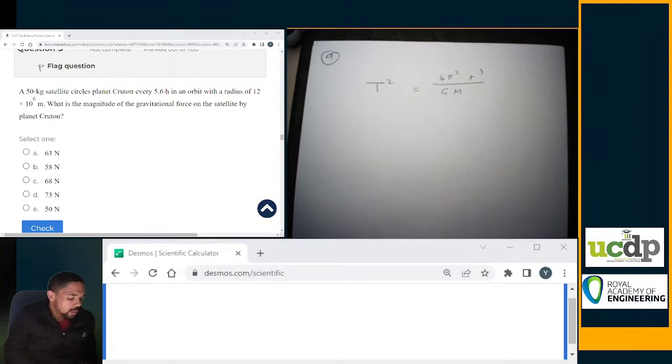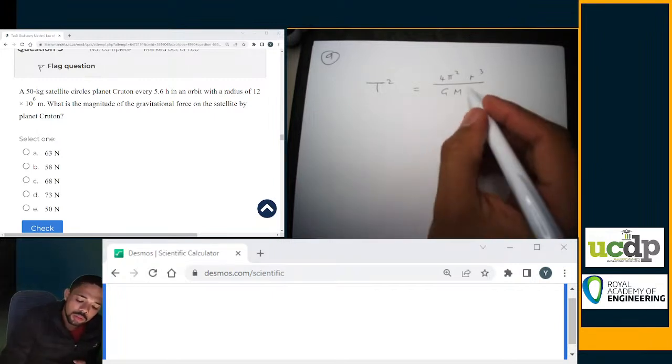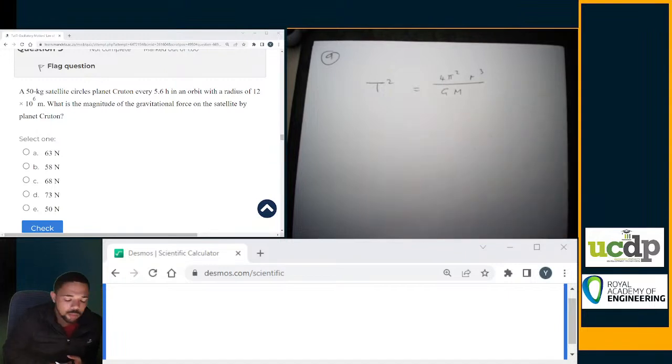So the question is, a 50 kilogram satellite circles this orbiting mass.